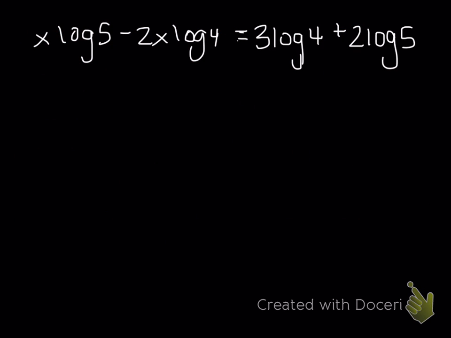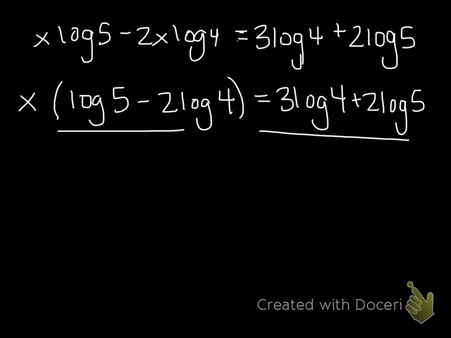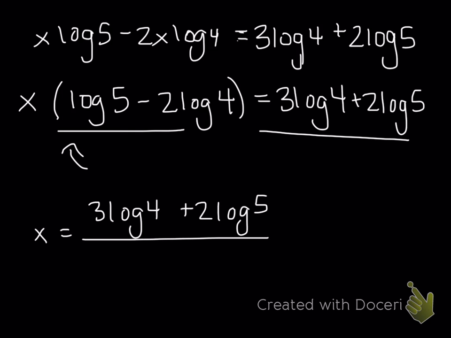So from here we have two more steps. I can factor an x out on that left-hand side, so they both have an x in common. If I factor the x out, I'm at x times log 5 minus 2 log 4. And this is still equal to this quantity over here. And if I want to get x by itself, I'm going to divide both sides by this quantity right here. So x would equal 3 log 4 plus 2 log 5, all over log 5 minus 2 log 4.